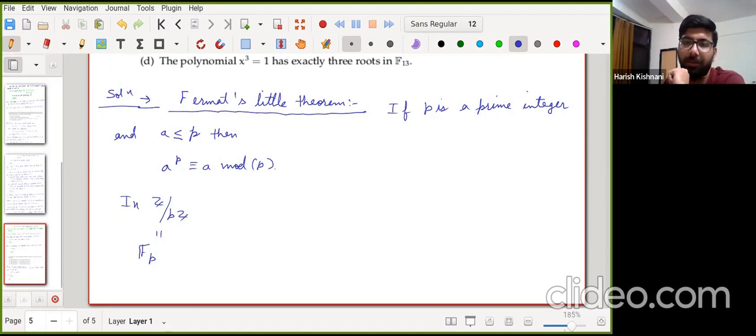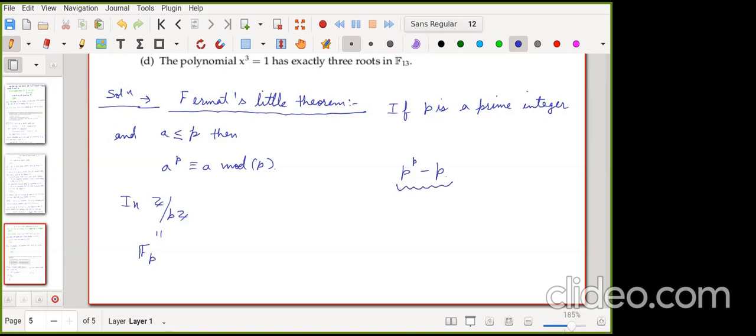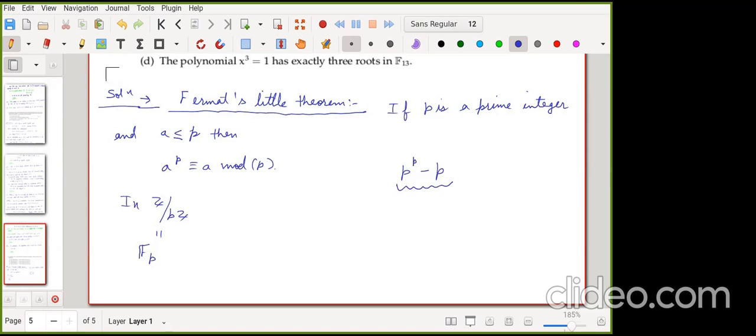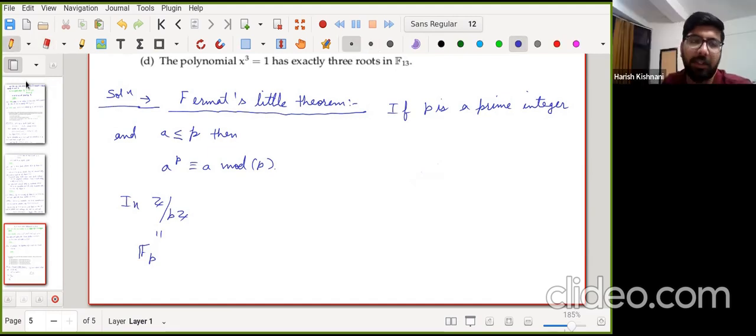When A equal to P, this is nothing but P raised to P minus P. So this is 0 mod P, right? Both of them are divisible by P. So when A equal to P, the result is obviously true. That's why some books, or maybe Fermat himself in his statement, might not have included A equal to P, because that is obviously true.